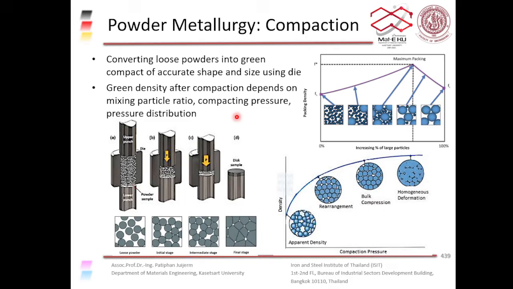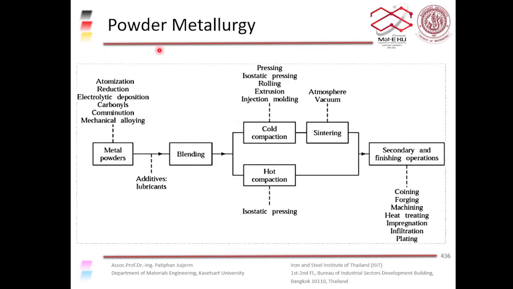So that's atomization, right? So we produce powder from atomization or reduction, combination, electrolytic deposition, etc. All these techniques are used to produce metal powder. The next step is blending, right? So we are blending the powder in the proportion that we want to produce the mechanical properties that we want. Okay, after blending is compaction.